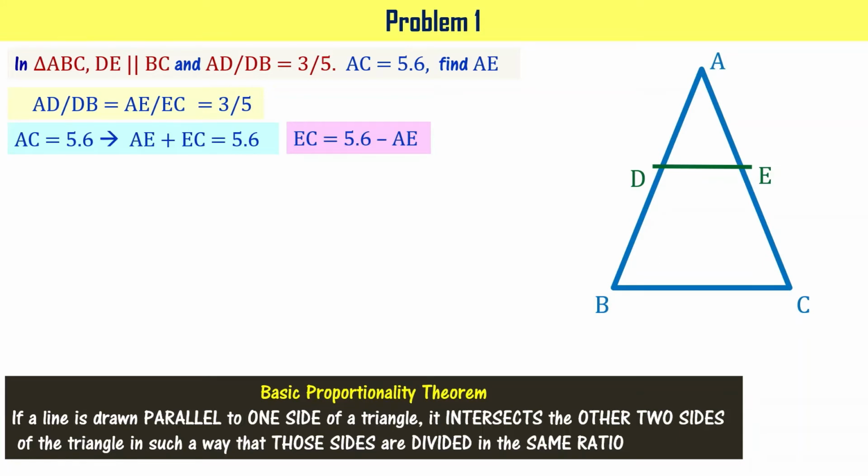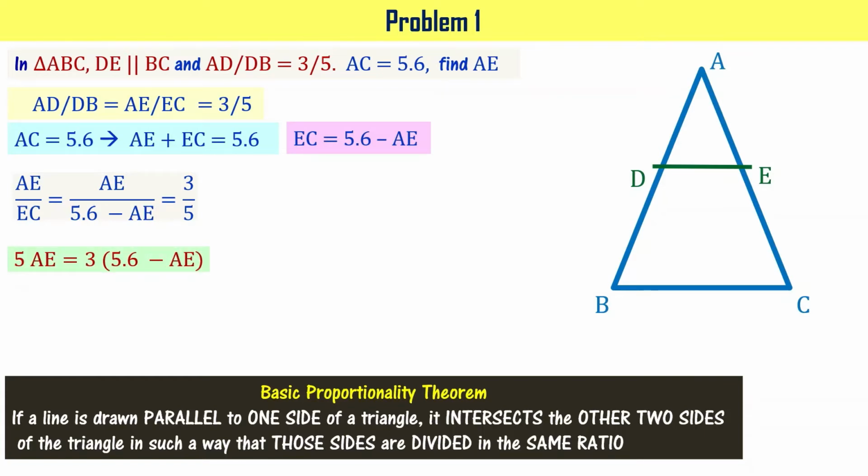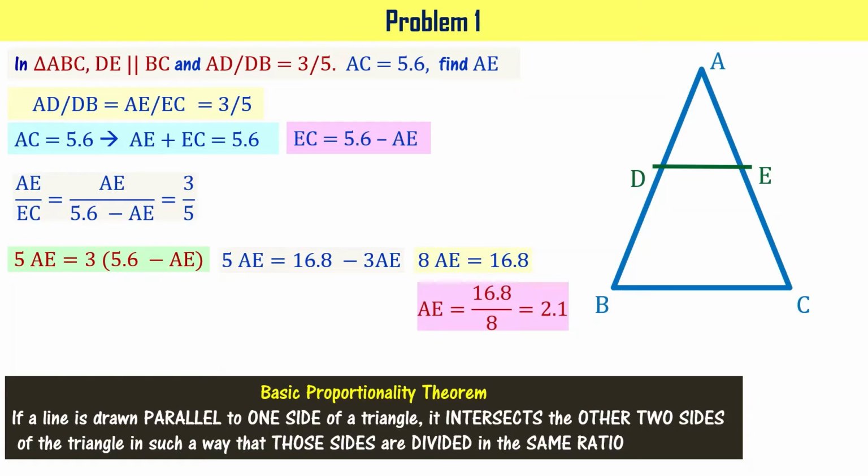AE by EC can be written as AE divided by 5.6 minus AE, right? And we know AE by EC equals 3 by 5. Now if I take AE by 5.6 minus AE equals 3 by 5 and do cross multiplication, I can get 5AE equals 3 times 5.6 minus AE, right? Let me simplify this such that I can write it as 5AE equals 16.8 minus 3AE. That can be written as 8AE equals 16.8. It means AE equals 2.1. This is what we are asked to find, right?